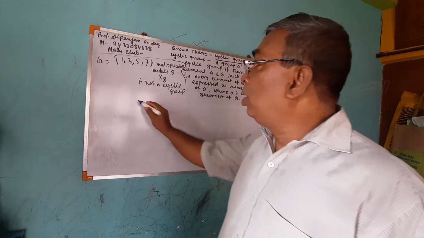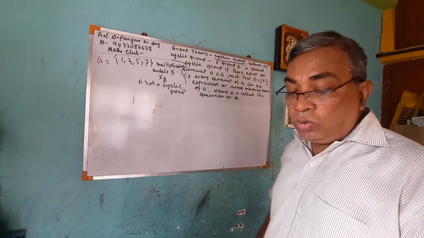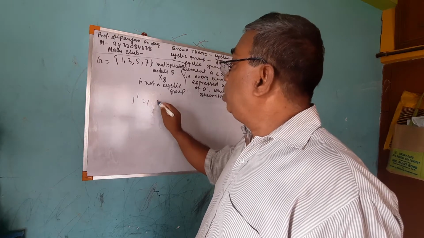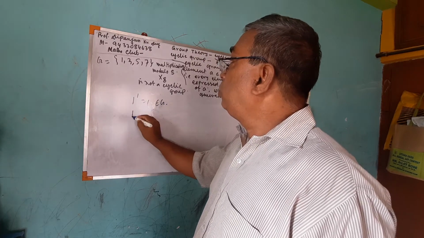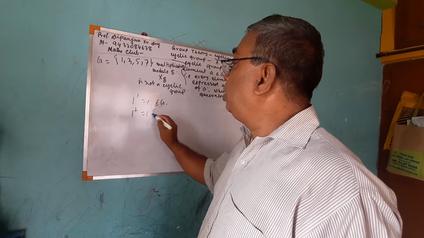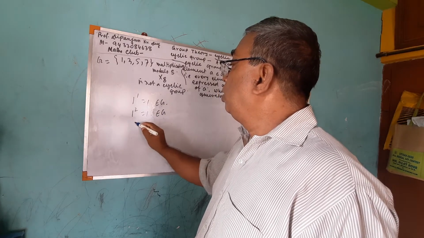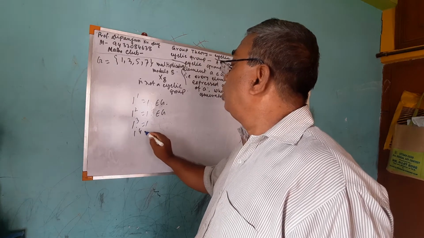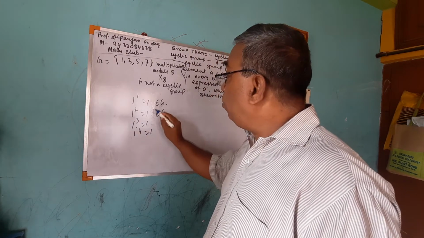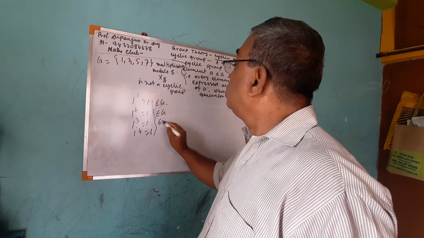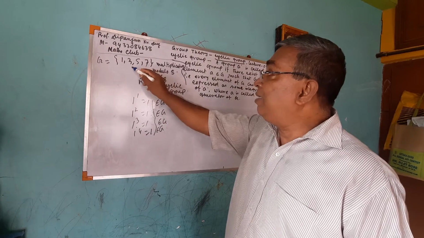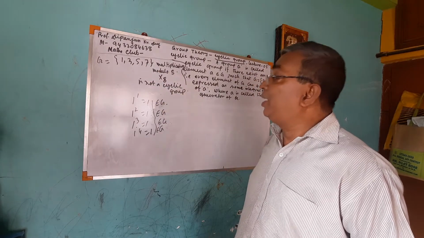Suppose say 1. 1 to the power 1 is equal to 1, which belongs to G. 1 to the power 2 comes 1, belongs to G. 1 to the power 3 is 1. 1 to the power 4 comes 1. These all belong to G. But we are not getting 3, 5, 7 here. Only 1 we are getting.